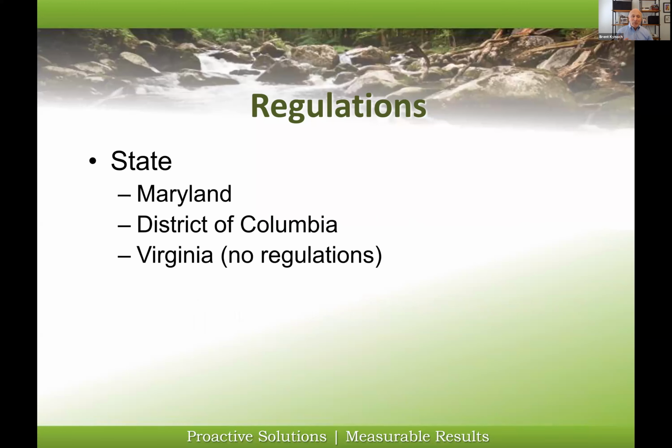From the state perspective, we're going to talk today a little bit about the Maryland regulations and the District of Columbia regulations around lead-based paint and the requirements there that might be of interest to you. We will not be talking about the Commonwealth of Virginia because they don't have any specific regulations as they might apply to you. Certainly Virginia mimics or is required to follow what is included in the federal regulations, but Virginia has no other specific regulations to speak of.